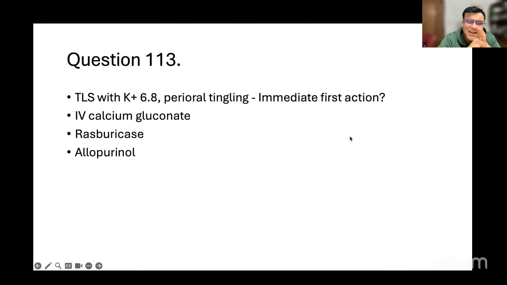Obviously you are giving other things, you have to take care of them. You have to take care of your phosphate, you have to think about the calcium phosphate product and all of those things. Do dialysis, give rasburicase for your uric acid and all of those things later on. But the first thing you have to do is correct the hypocalcemia and correct the hyperkalemia.